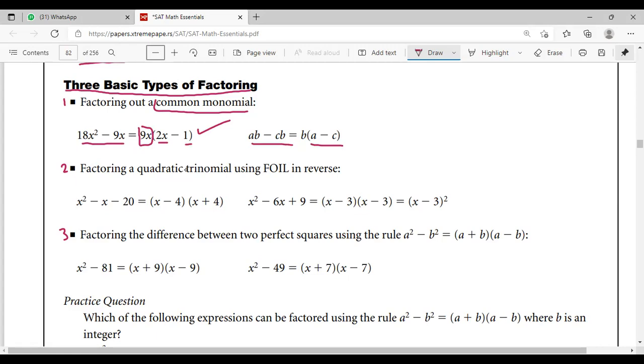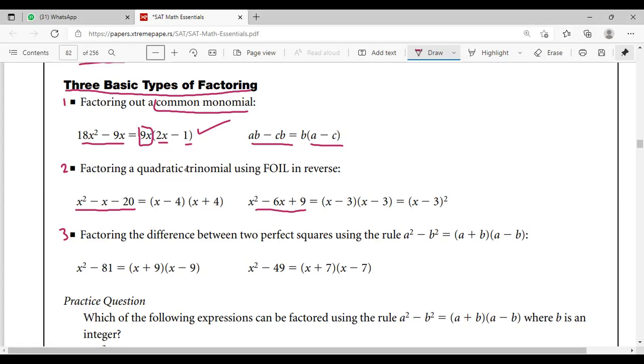Okay. Now we need factoring a quadratic trinomial using FOIL in reverse. Now this is a trinomial. We need to factorize it, right? And then we have another one. So let's do it directly.